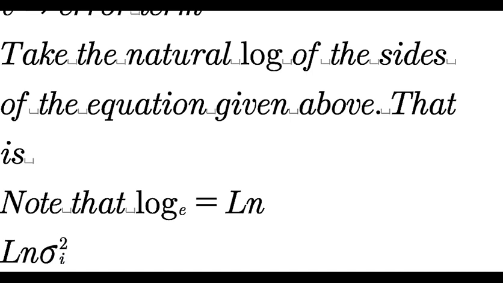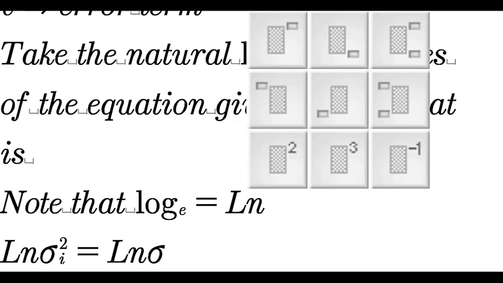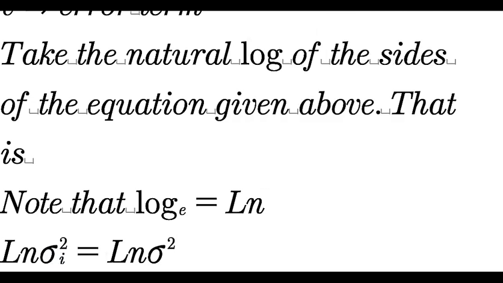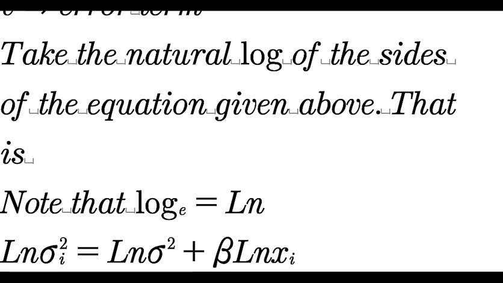All right, equal to, now we begin, equals to the ln of the constant, that is sigma squared. Okay, the ln of the constant, that is sigma squared, plus beta ln xi, plus v, that is the error term, plus v ln e.